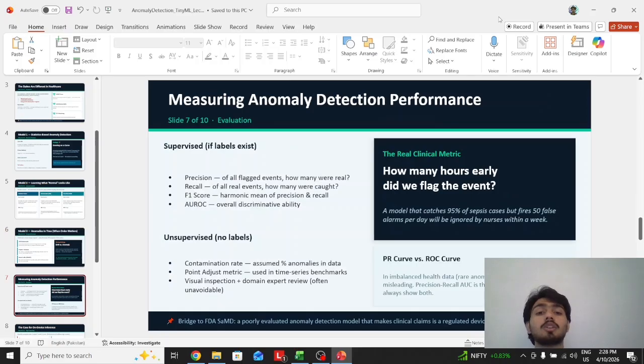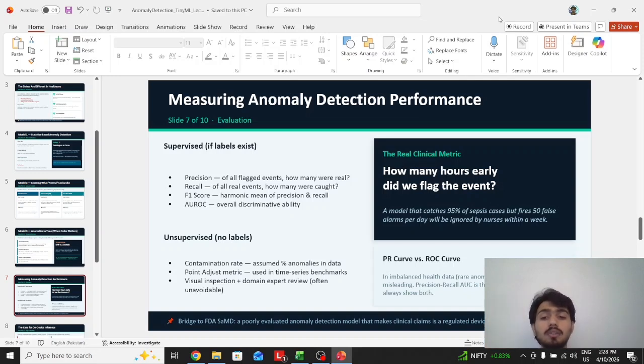Okay, measuring anomaly detection performance. Now, obviously, there are evaluation metrics that we use in our ML: precision, recall, F1 score, AUROC. Precision: of all flagged events, how many were real. Recall: how many were caught. F1: the harmonic mean of precision and recall. AUROC: overall discriminative ability. This is for supervised, when there are labels, when there are categories.